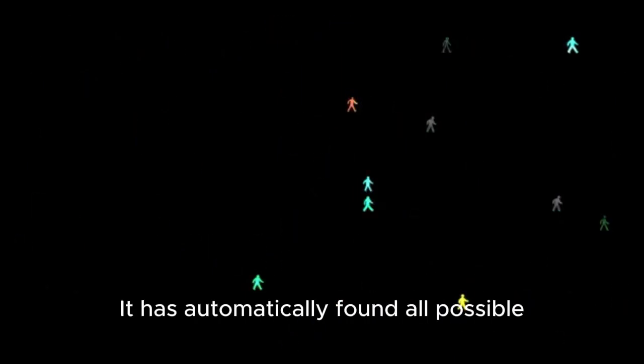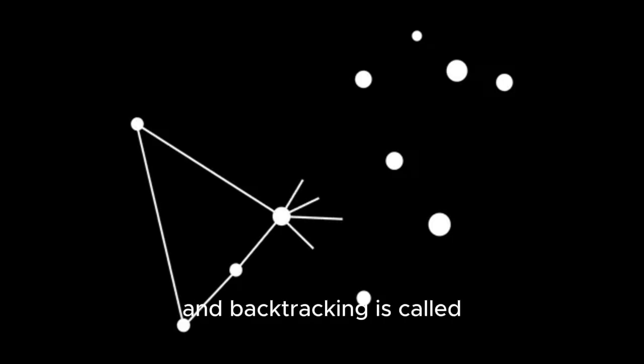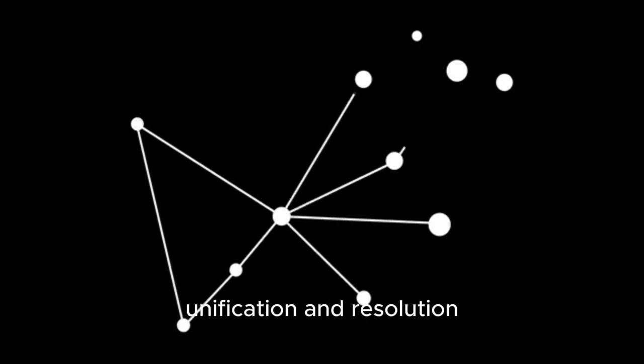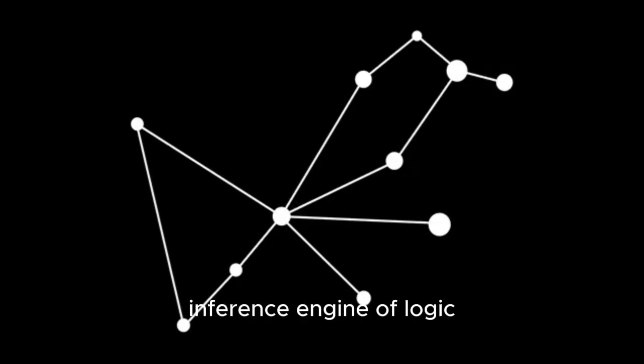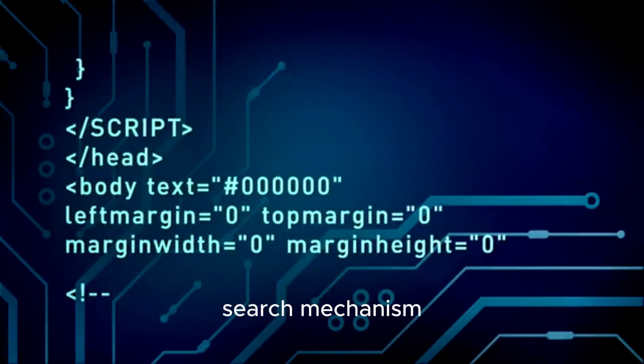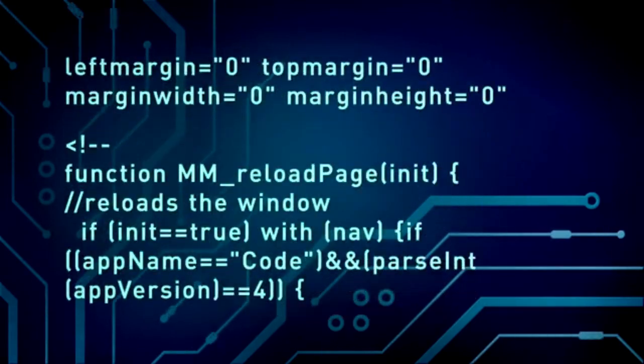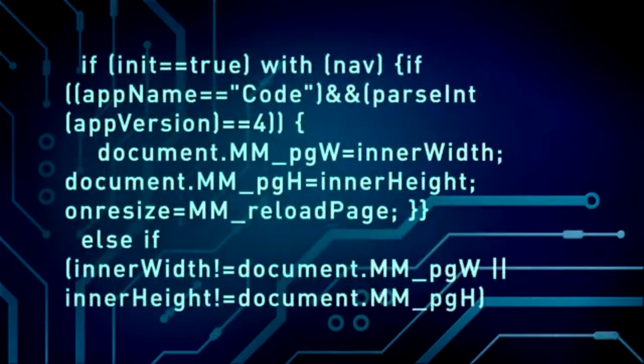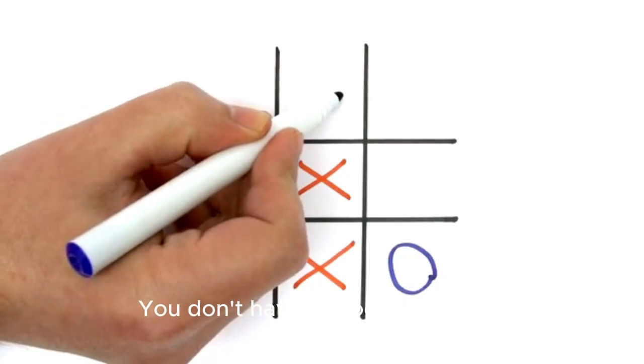It has automatically found all possible solutions based on the knowledge we gave it. This process of matching, substitution, and backtracking is called unification and resolution, and it's the core inference engine of logic programming. You don't have to code it yourself.